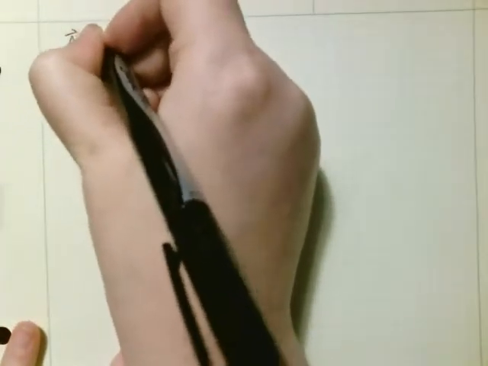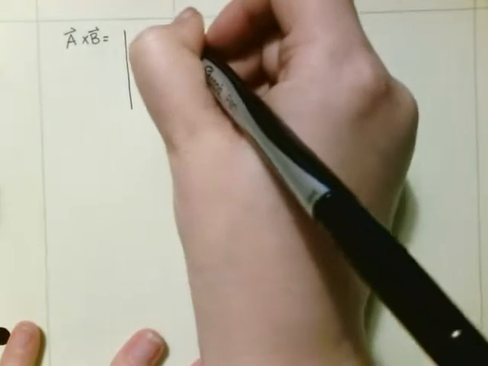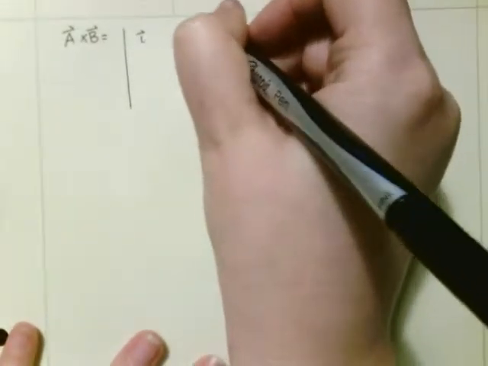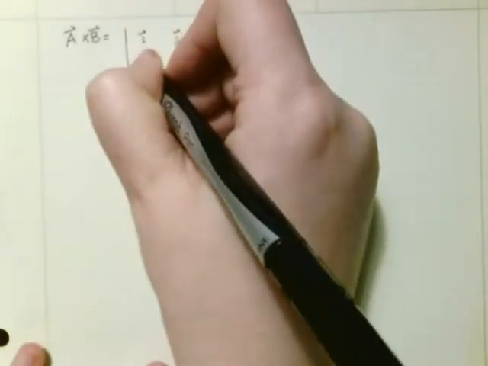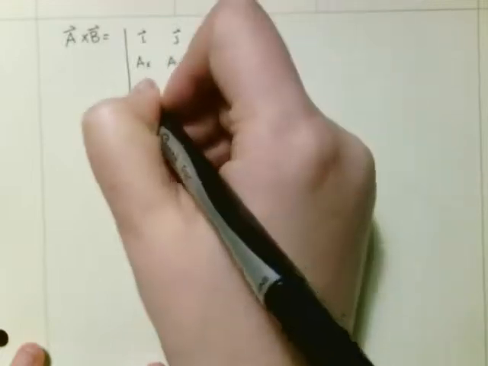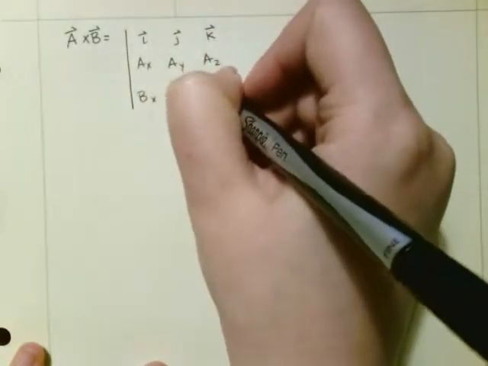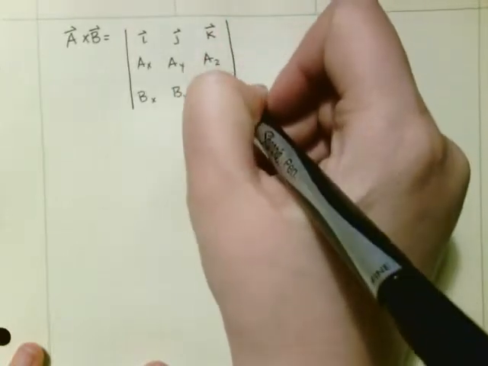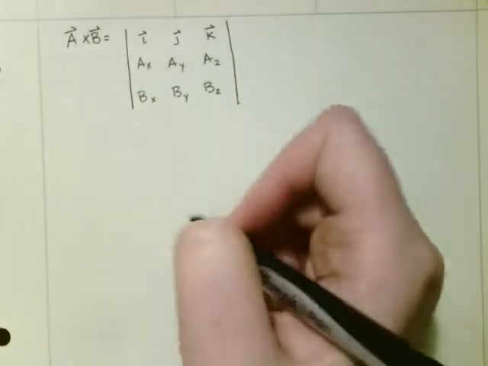So we've got A cross B. And if we were to put this in a matrix form, we'd put our X, Y, and Z components, unit vectors at the top, and then we'd put our X, Y, and Z components of A, and the same thing with B. And now what we just found is the determinant of the matrix. So let's look at that.